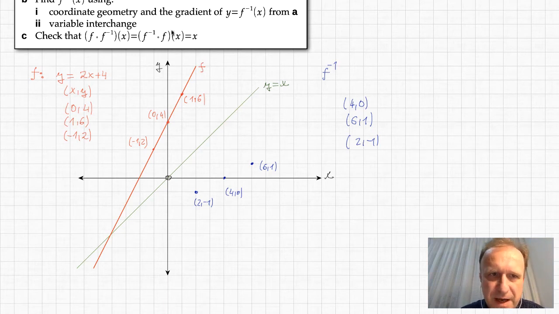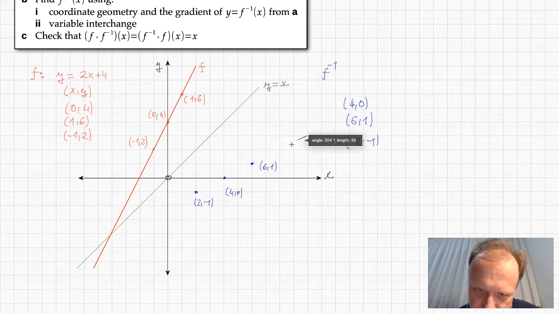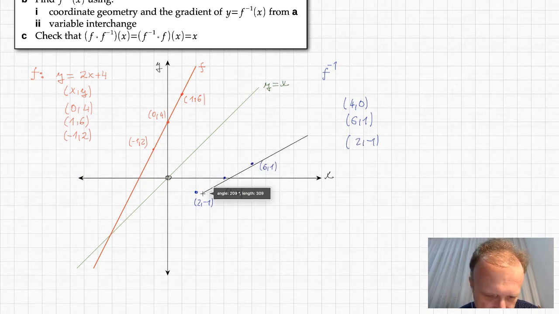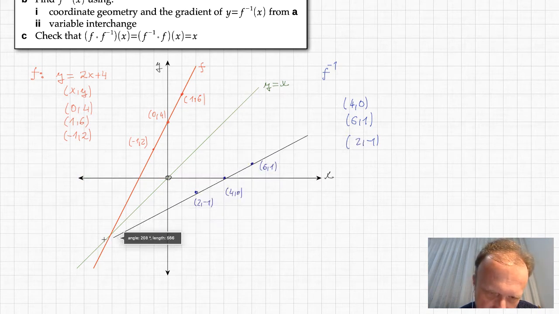And now let me do the second graph. So again I will need to draw a line which should pass through from this point here, and it should go like this.